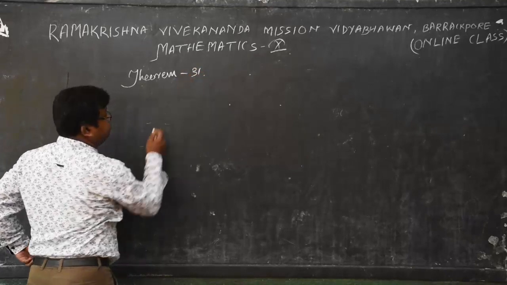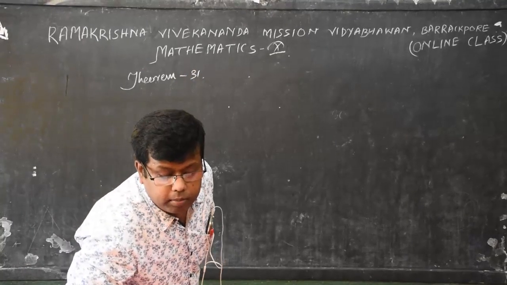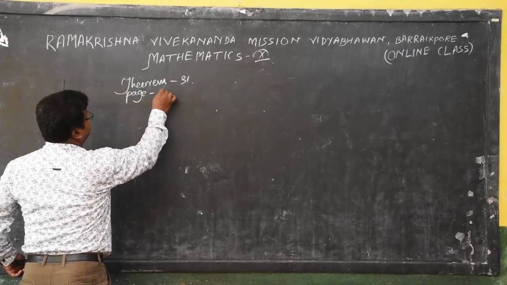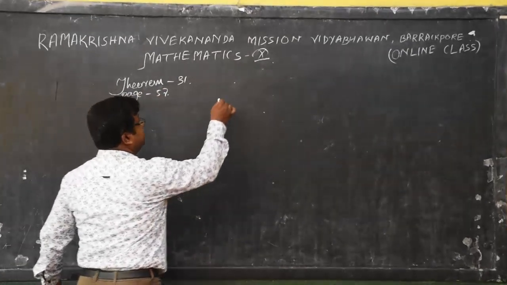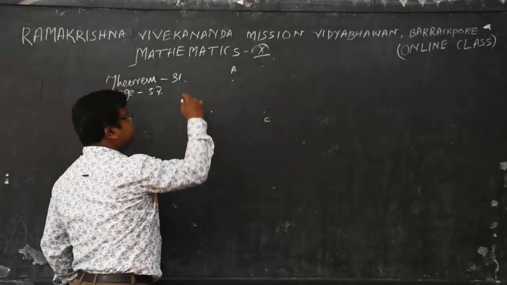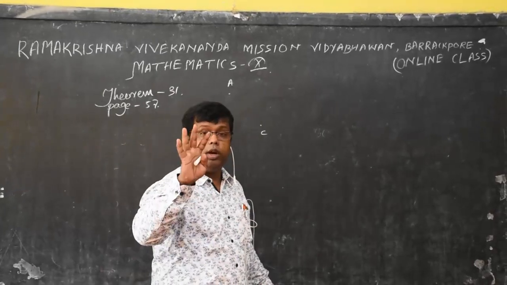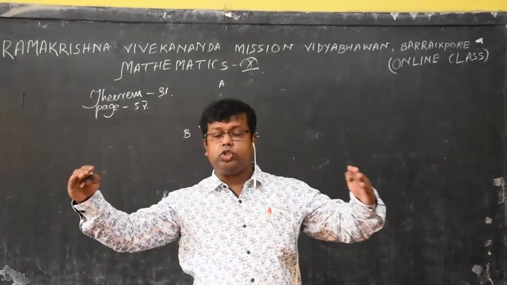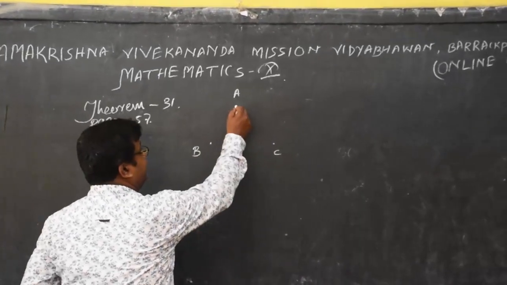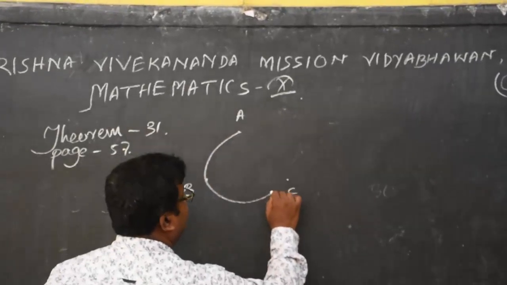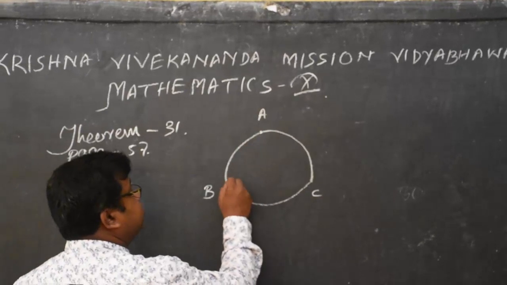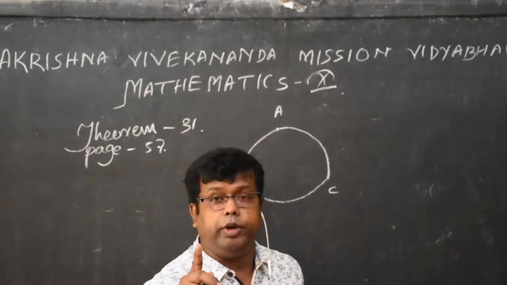Theorem 31, page number 57. These are the non-collinear points A, B, C. These 3 points are the non-collinear points. You know the non-collinear points? When 3 points are not in a same straight line, then the points are called the non-collinear points. Through 3 non-collinear points, one and only one circle can be drawn.